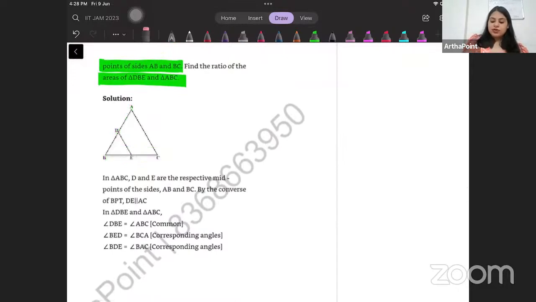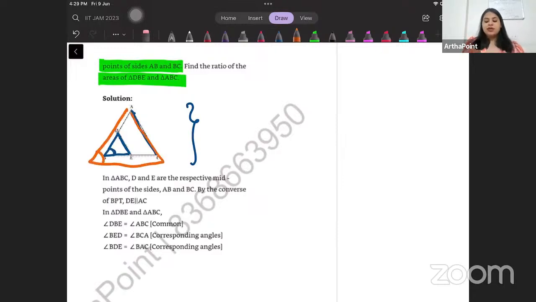So just think about it. D and E are respectively midpoints of the sides AB and BC. So from our first theorem that I told you, this means that DE will be parallel to AC. DE will be parallel to AC. Now consider the triangle DBE. In this, angle B is common, and consider the triangle ABC. In this also, angle B is common. So in triangles DBE and ABC, you have a common angle, right?